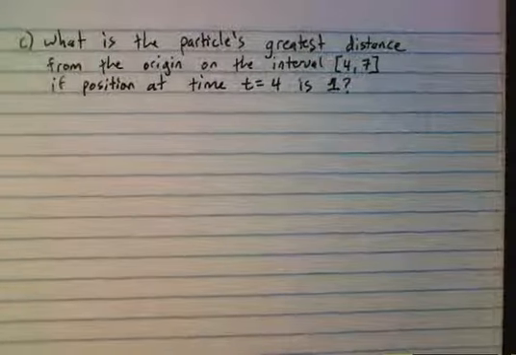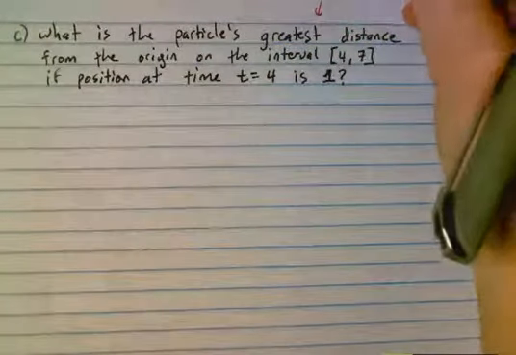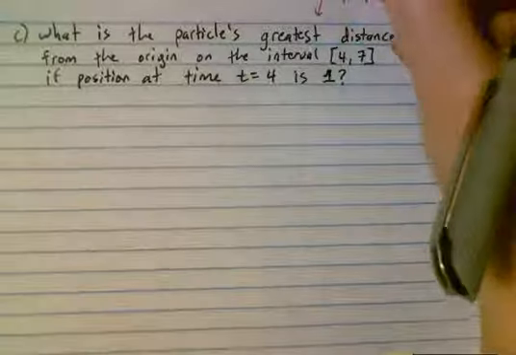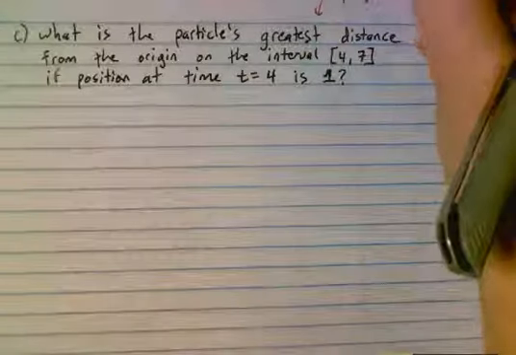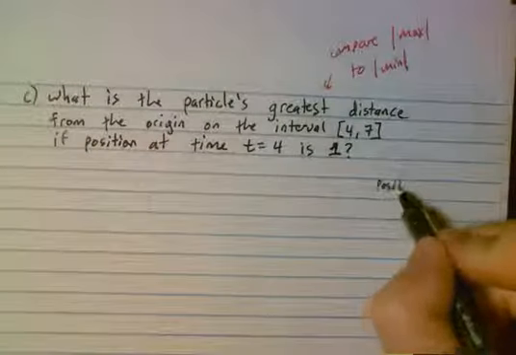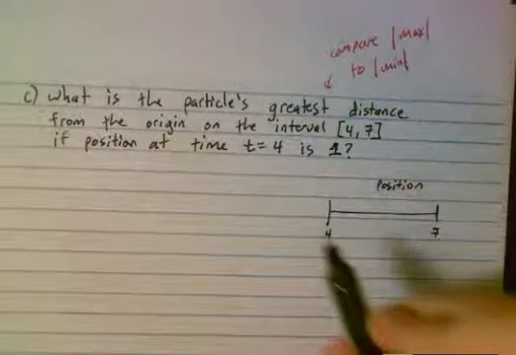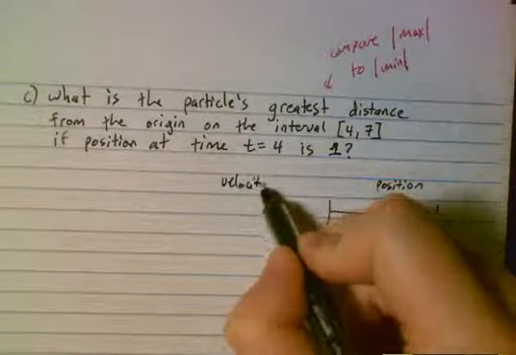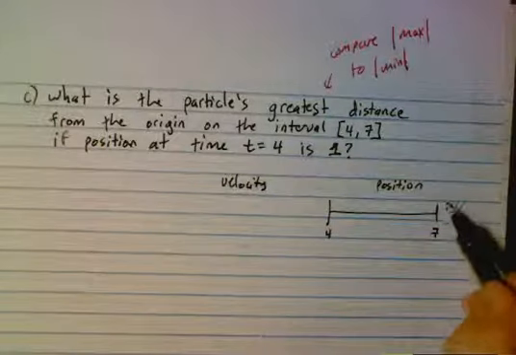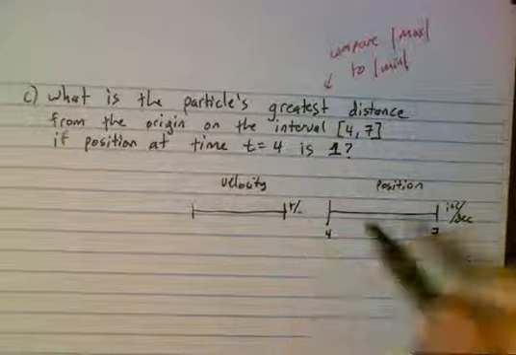Okay, so we're looking for greatest distance from the origin, so we're talking about comparing the absolute value of any maxima to the absolute value of any minima. So first we have to figure out where those are. So we'll do our sign charts, maxima and minima. That's the increasing, decreasing line. That means velocity. We need the plus minus line.